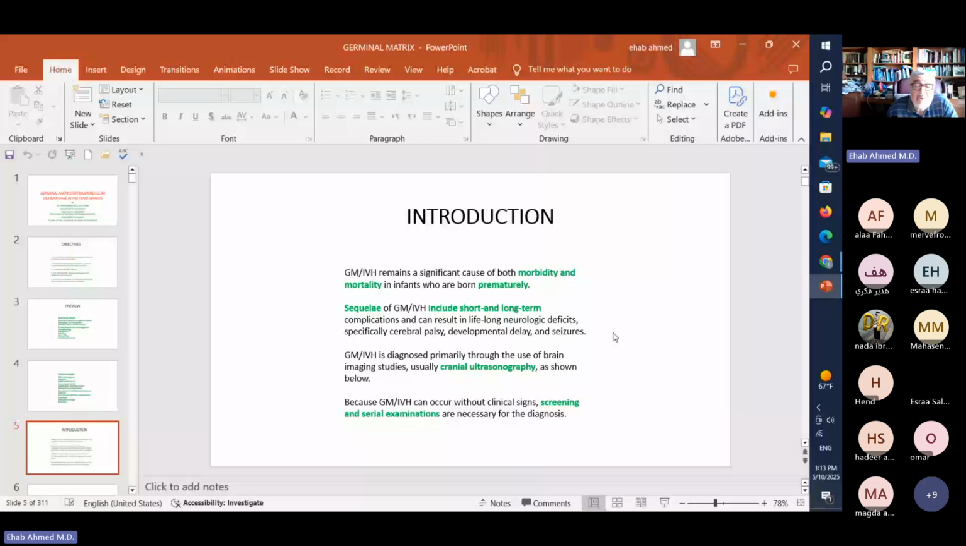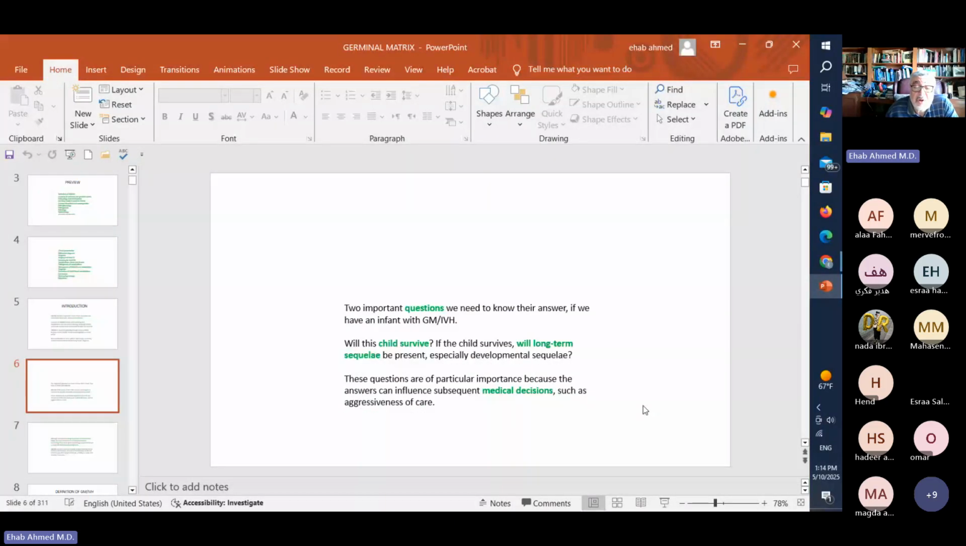The sequelae of GM-IVH, which are either short-term or long-term, can result in lifelong neurologic deficits, which is very bad. We try to avoid this, because those babies could have some developmental delay and seizures that stay for good. And the gold standard of diagnosis is the cranial ultrasound, as we are going to see. And we are going to see the importance of the screening and serial examination.